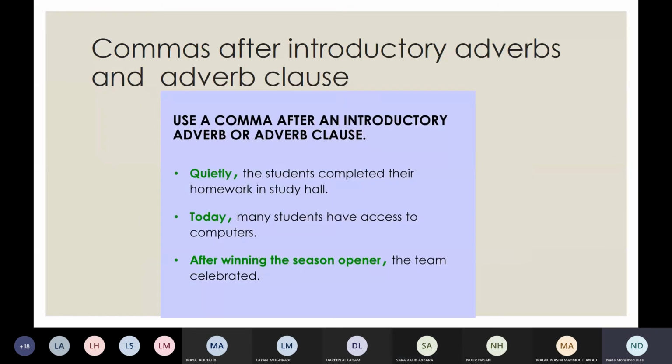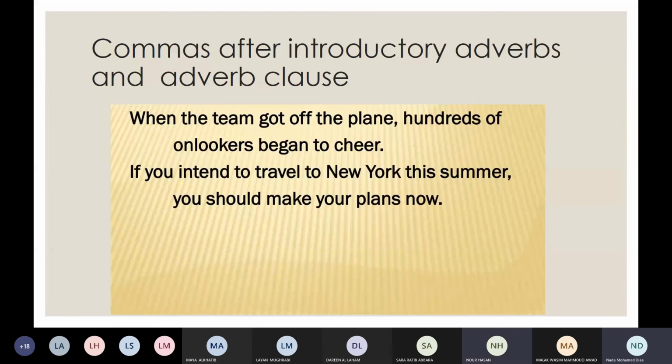Noor Bilal, can you explain this? Yes, when we have adverbs or adverb clauses, we add a comma after them. Explain more. So in the sentence, "When the team got off the plane, hundreds of onlookers began to cheer," it started with an adverb clause, which is "when the team got off the plane." So it's an introductory clause or phrase, so we add a comma after it.